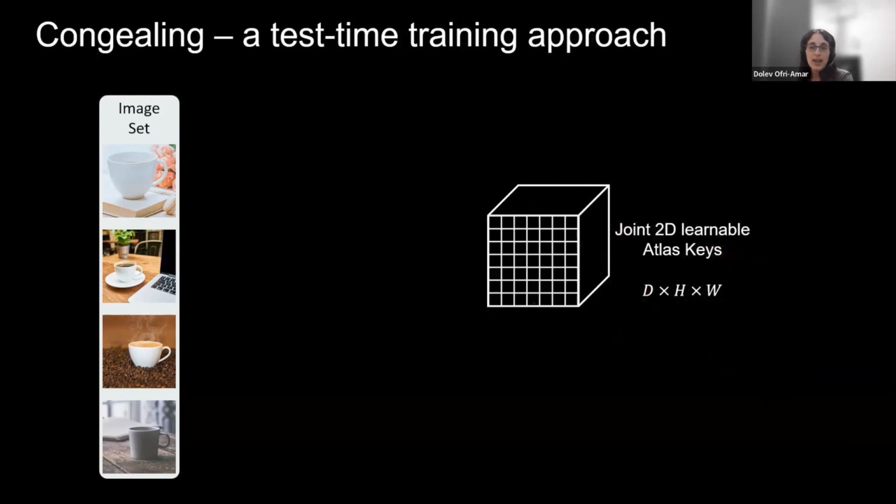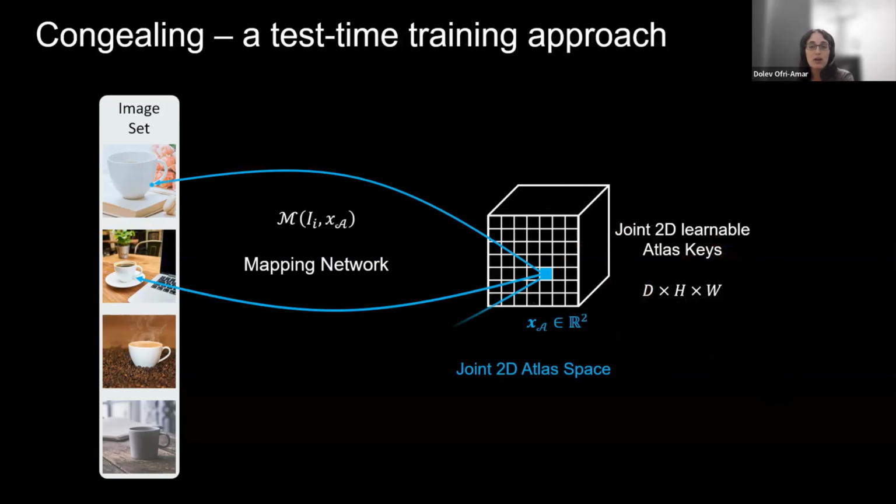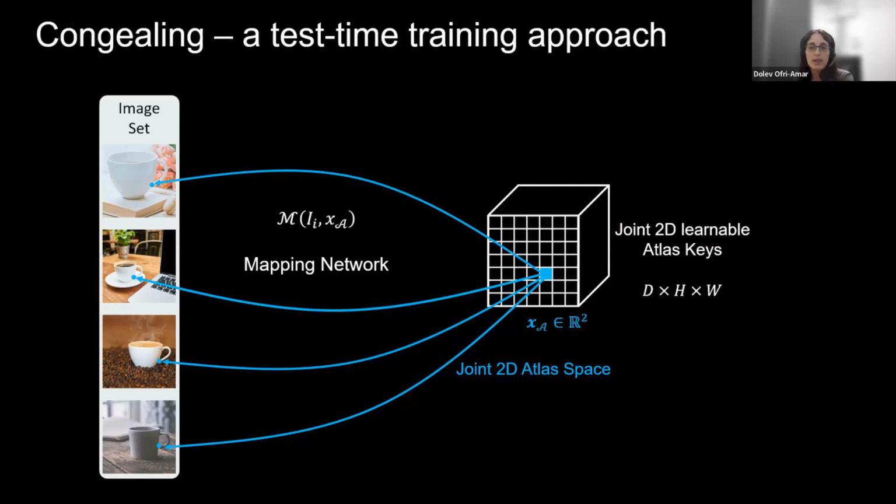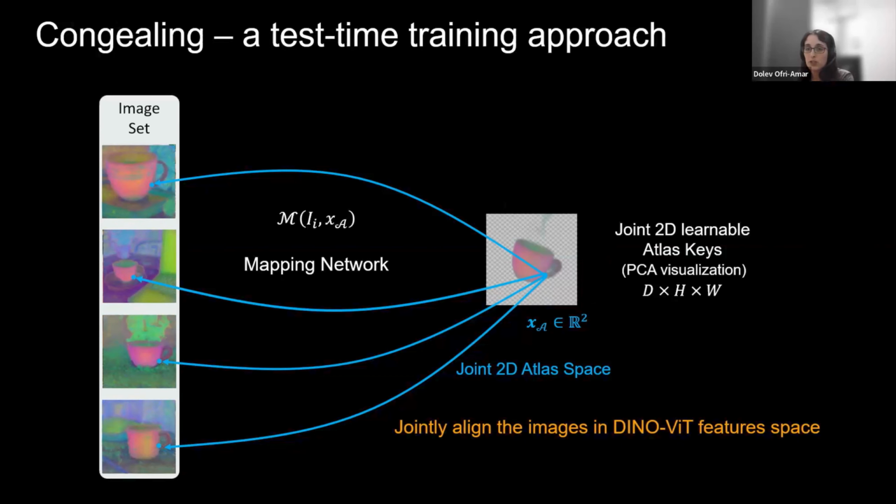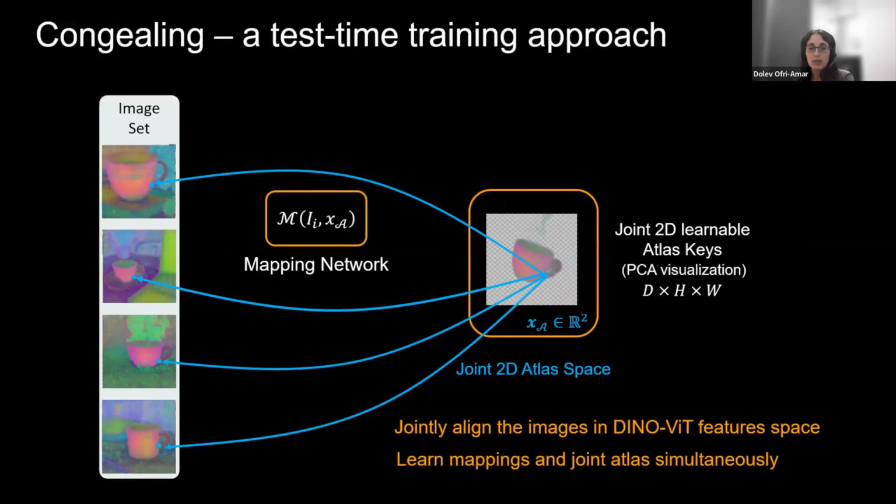In addition to that, we also learn a mapping network such that each semantic part of the object across the set is warped to the same location in the learned atlas. Also note that the learned mapping is from a point of the atlas to a point in the image, and that way we can backward warp the images into the joint space. So the main idea here is that our method learns to jointly align the images in the DINO-ViT feature space. And we learn both the mappings and the joint atlas simultaneously.